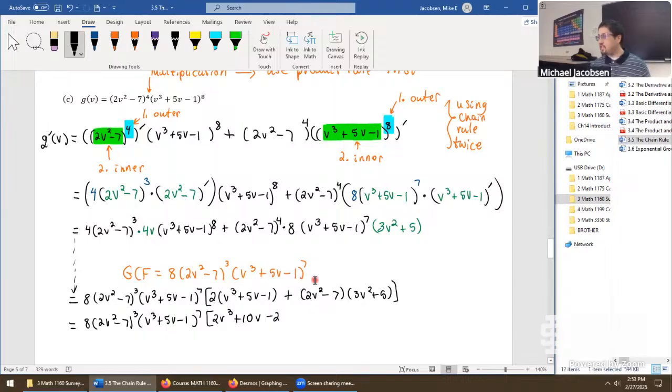Over here, we can FOIL this out. So here to here is going to be plus 6v power 4. Here to here is plus 10v squared. Then new set of arrows. That's negative 21v squared. And that would be negative 35.